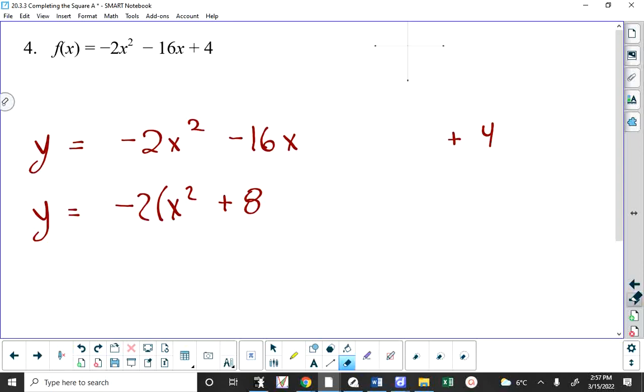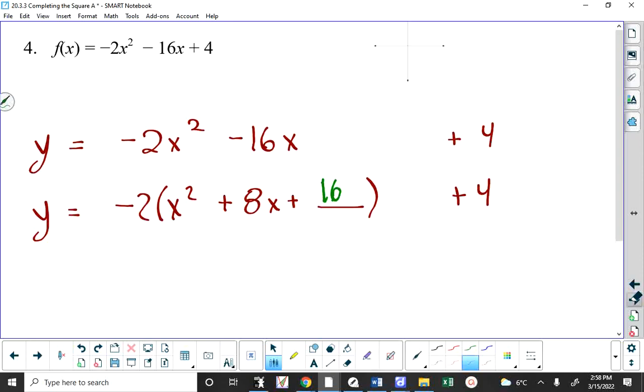Now, positive 8x. Now I can worry about what to add there. I still have my plus 4. So what do I add inside of the brackets to make that a perfect square trinomial? 16. Half of 8 is 4. 4 squared gives you 16. Perfect. So I go plus 16.